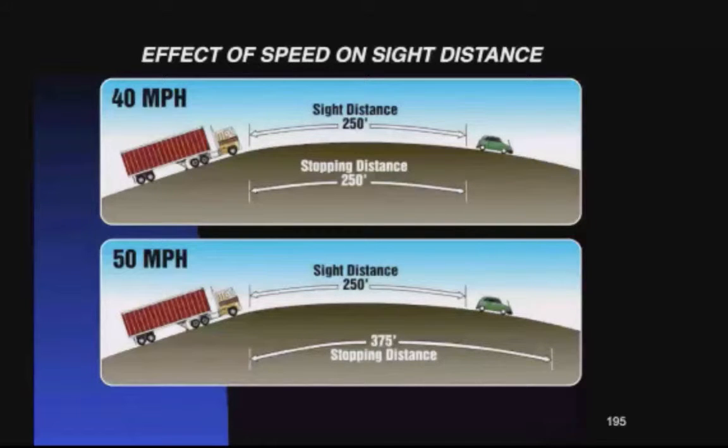Effect of speed on sight distance. At 40 miles an hour, you need 250 feet to stop the vehicle. Your sight distance is 250 feet. At 50 miles an hour, your stopping distance is 375 feet. However, your sight distance is still 250 feet. In the example, you would push the car down the road an additional 125 feet.